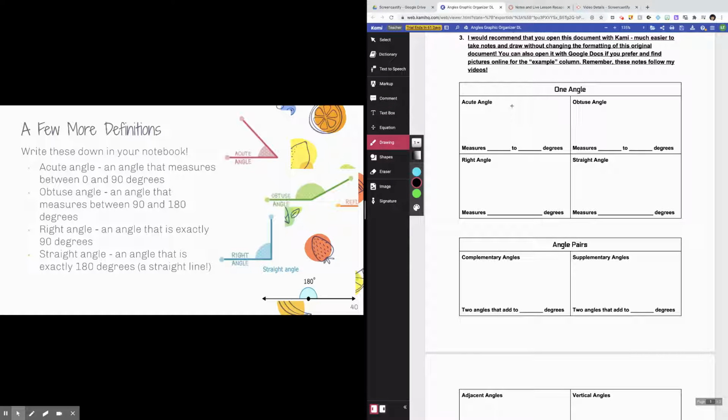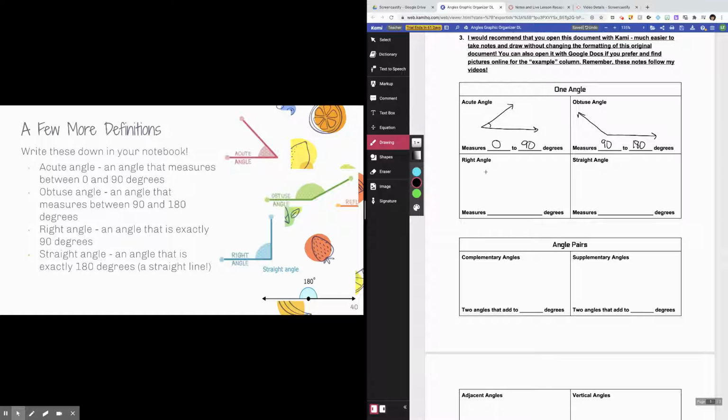Okay, so you have an acute angle, which I'm going to draw for you here. So this is an acute angle because it measures between 0 and 90 degrees. Okay, it's acute, it's small, right? So it's a small angle between 0 and 90 degrees. Okay, an obtuse angle is a very large angle. Okay, so that measures anywhere between 90 and 180 degrees. So not exactly 90, not exactly 180, because we have different terms for those.